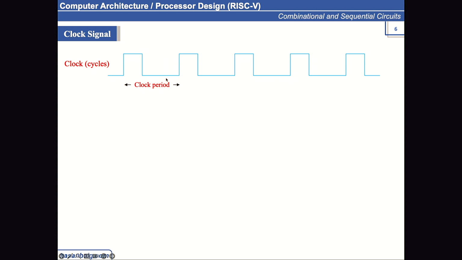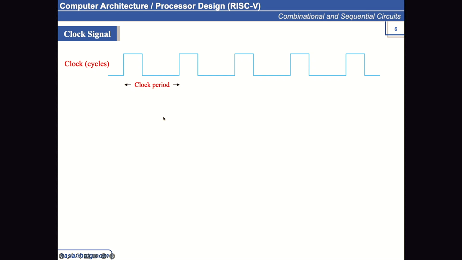It can be the same, it can be different, but the duration from one positive edge of the clock to the next positive edge of the clock is called the complete clock period. This is just a term which you will be using in solving some problems related to performance. So this is what we call one clock period or one clock cycle.